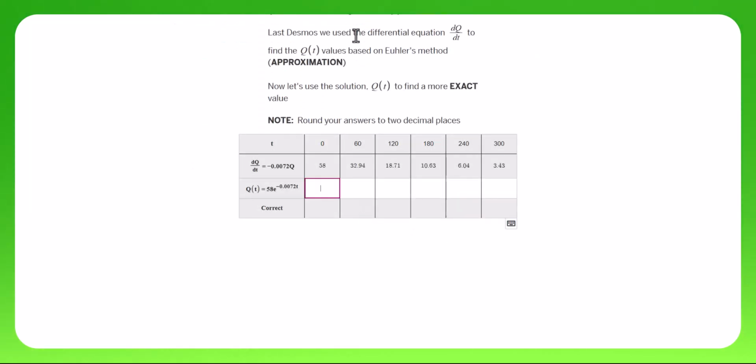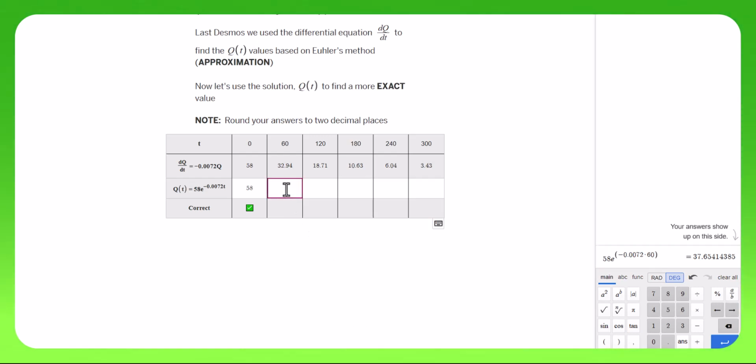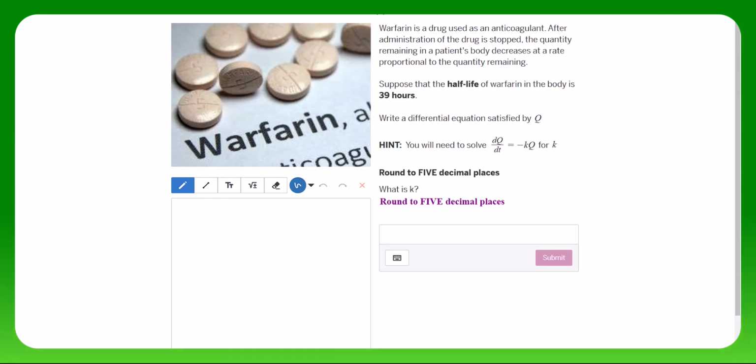And so now from here, these are a lot easier to do than what you did in the last activity with the differential equation, because all you're doing is putting the value of T. And so, of course, we would expect for it to start at 58. And then when I put the 60 in, you'll see that these values will be a little off. Remember that the differential equation is an approximation and this is the actual solution.